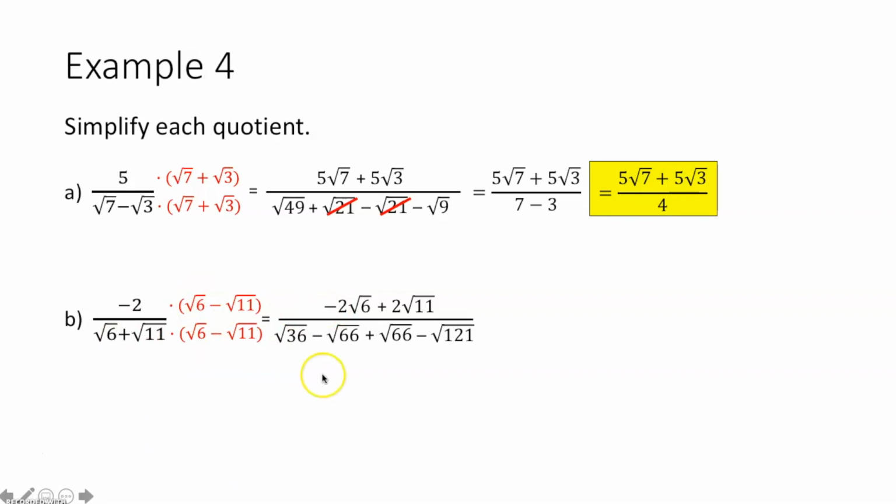Now we combine like terms in here. The rad 66 and the rad 66: one is a negative 1 rad 66, the other one is a positive 1 rad 66. So those are going to cancel each other out. Here, the rad 36 becomes 6. The square root of 121 we know is 11. So we get 6 minus 11 in our denominator.